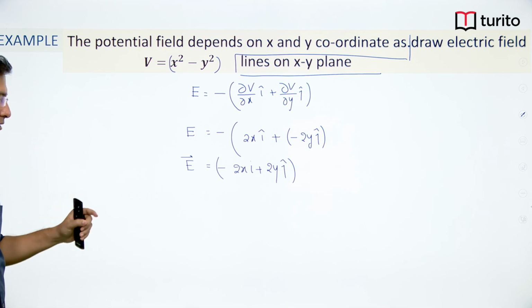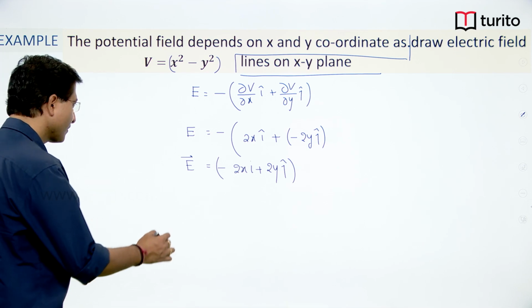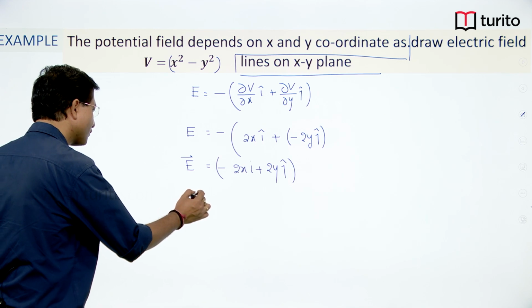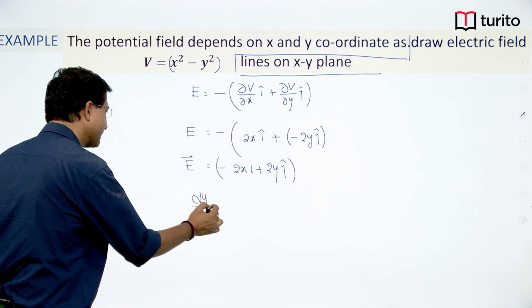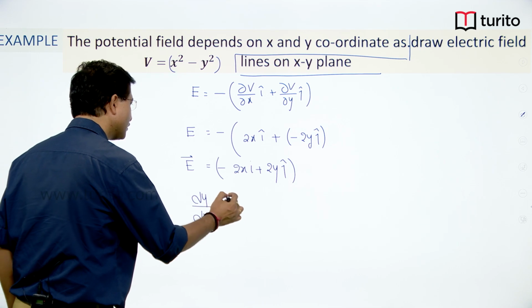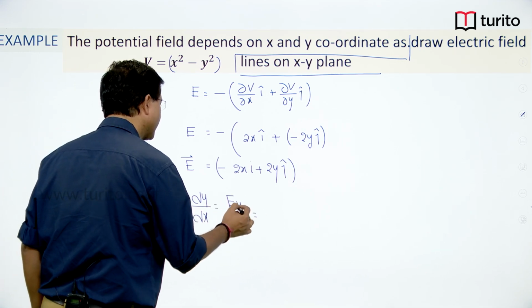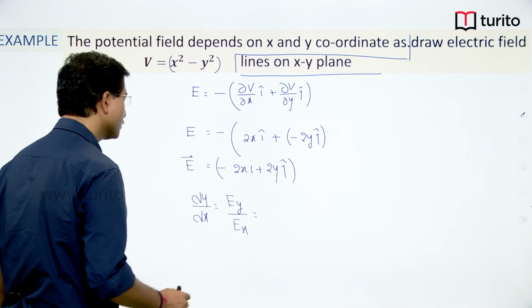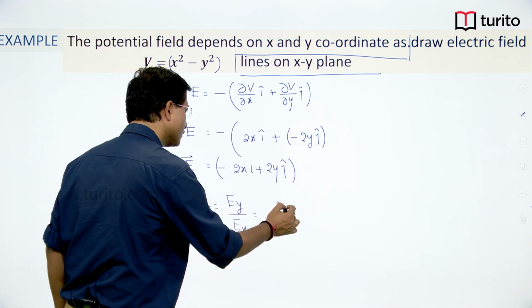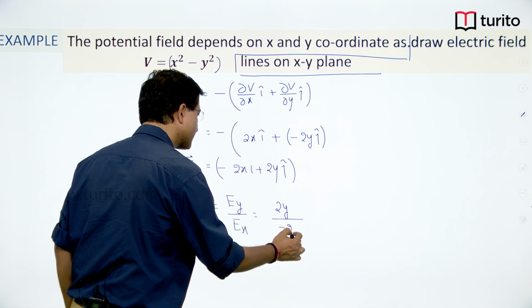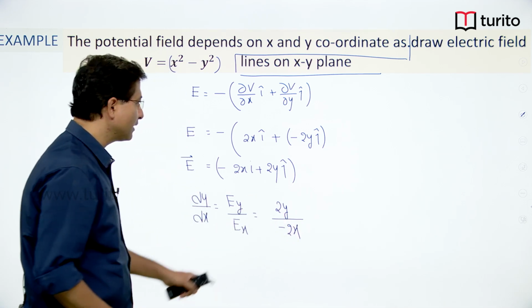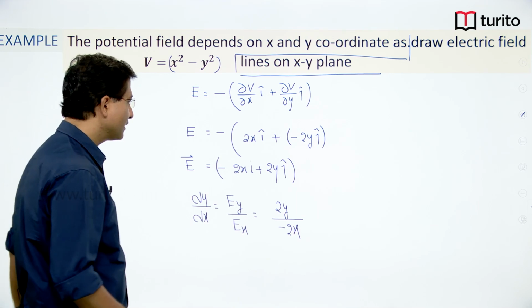Now, from here on the procedure is the same. To draw field lines, what I need to write is dy by dx equal to the y component divided by the x component. The y component is 2y divided by minus 2x. If I simplify, then you can see what we are getting.